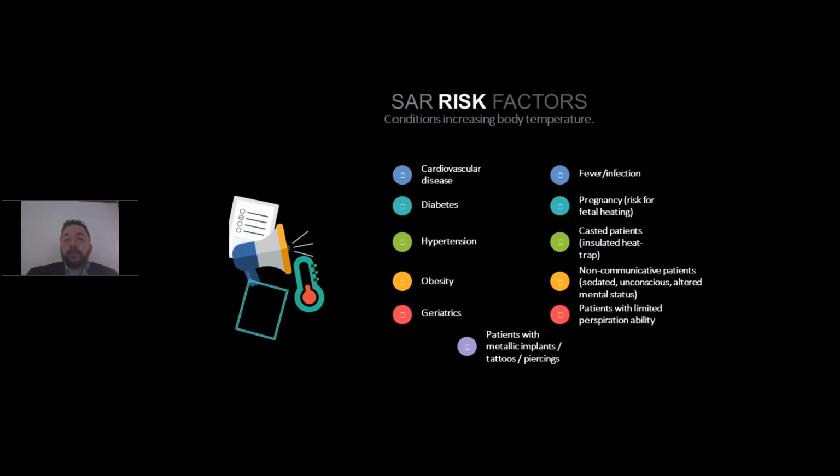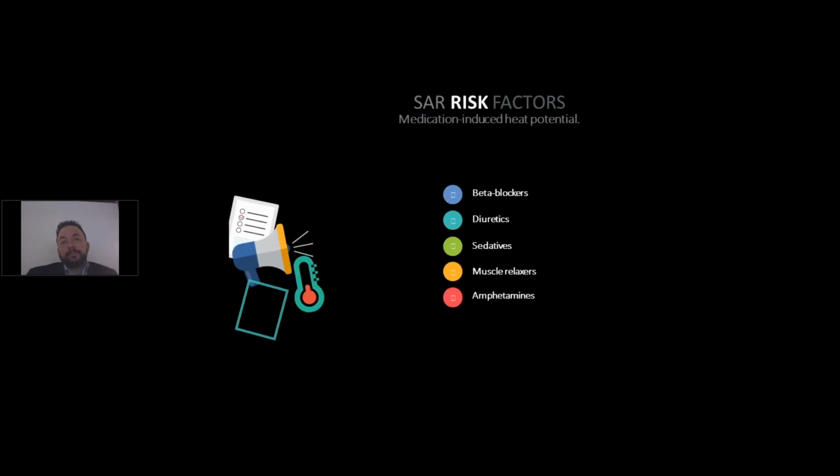Also a risk factor would be non-communicative patients, so those that are sedated, unconscious, or with altered mental status, those that can't alert you, the technologist, that they're experiencing warmth or heat. Also patients with limited perspiration ability, and patients with metallic implants, tattoos, newer tattoos, piercings. So those are patients where their conditions can risk increasing body temperature. Medication-induced heat potential: patients on beta blockers, those on diuretics or sedatives, muscle relaxers, amphetamines.